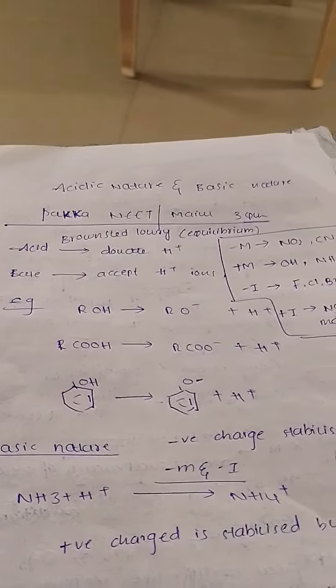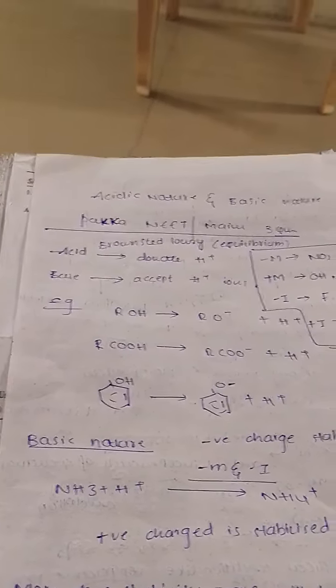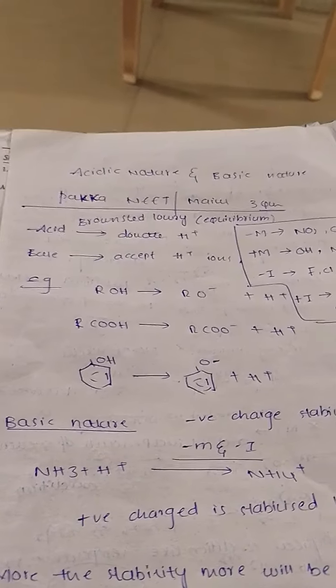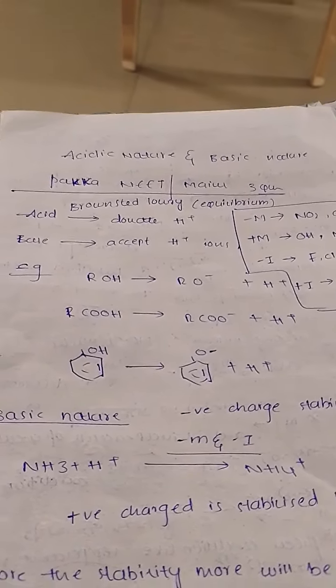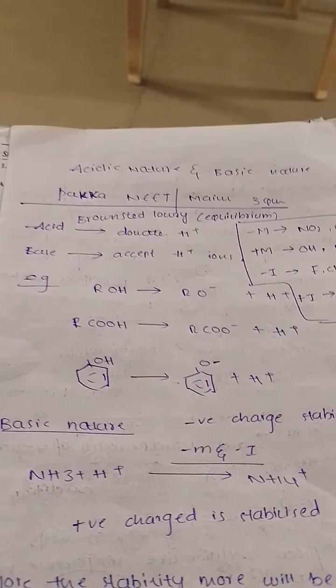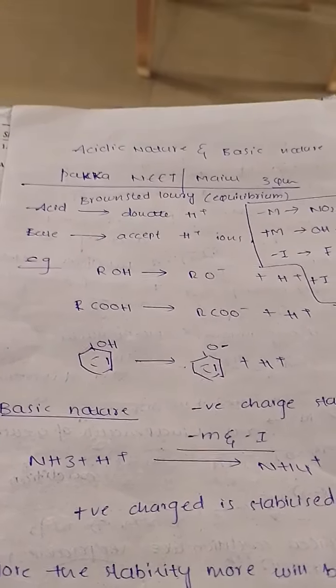Today we are going to discuss a very important topic for JEE Mains and NEET: acidic and basic nature in organic chemistry. According to Bronsted-Lowry theory, an acid is one which donates a proton, meaning H plus. A base is one which accepts H plus ions.